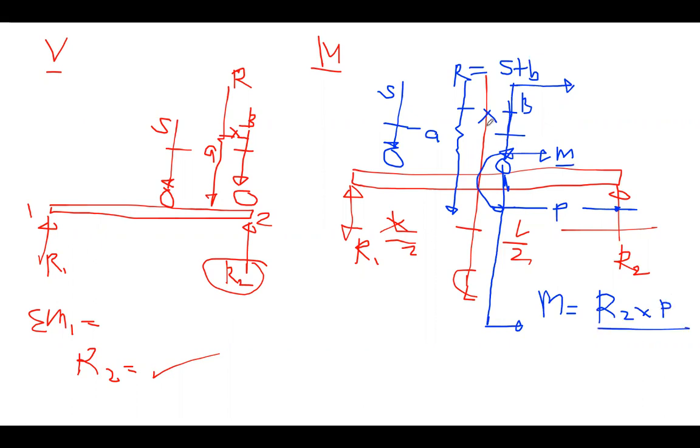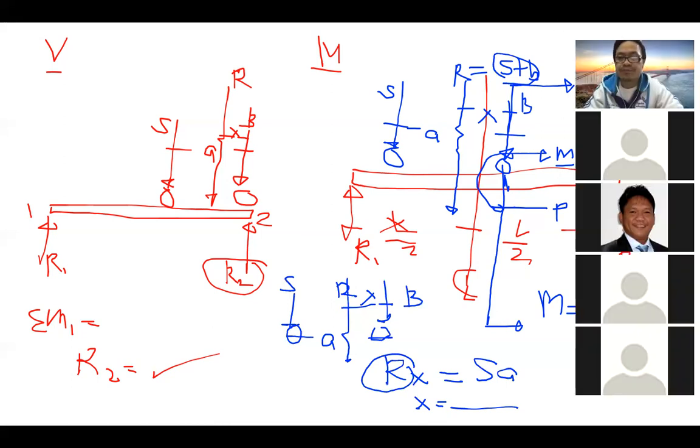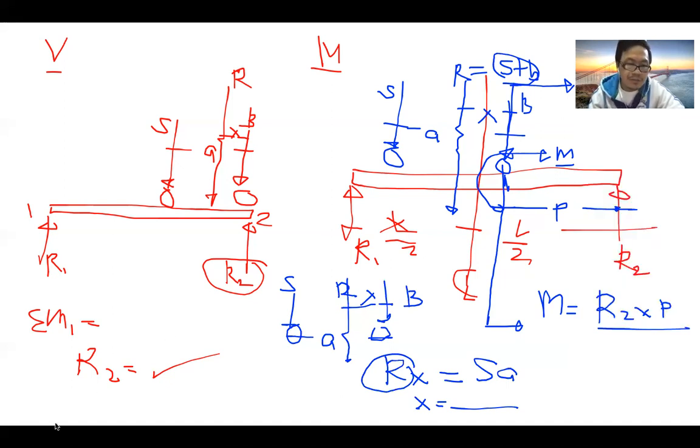Okay? How are you going to compute X? Take moment. This is S. This is B. This is R. This is X. This is the distance A. So, just take moment here at B. Okay? So, R times X is just equal to S times A. We can compute X. Okay? We know that R is just equal to S plus B. Okay? So, let's have an example. Is it clear? I think it's clear, no?